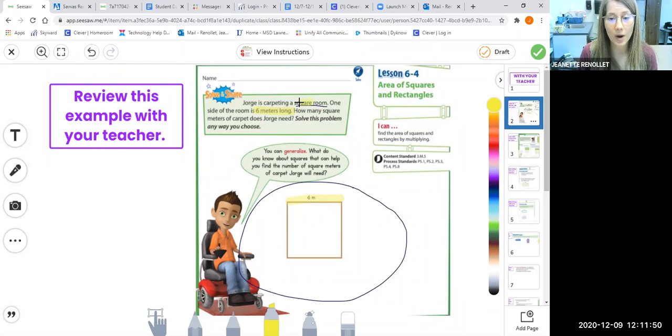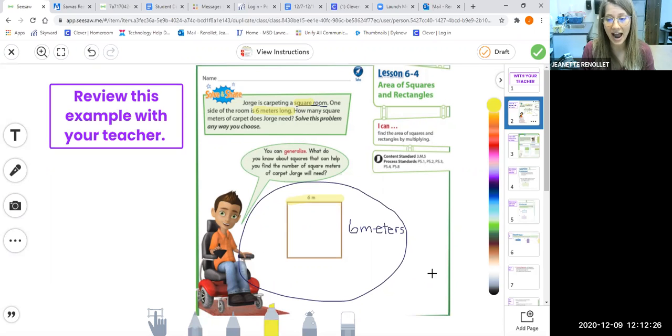Jorge's room is a square. I know that with a square, the side lengths are equal. So if one side is 6 meters long, all the sides are 6 meters long. So I can go ahead and label this side 6 meters, just like the top. Now I have a length and a width. Now I can start thinking about my question.